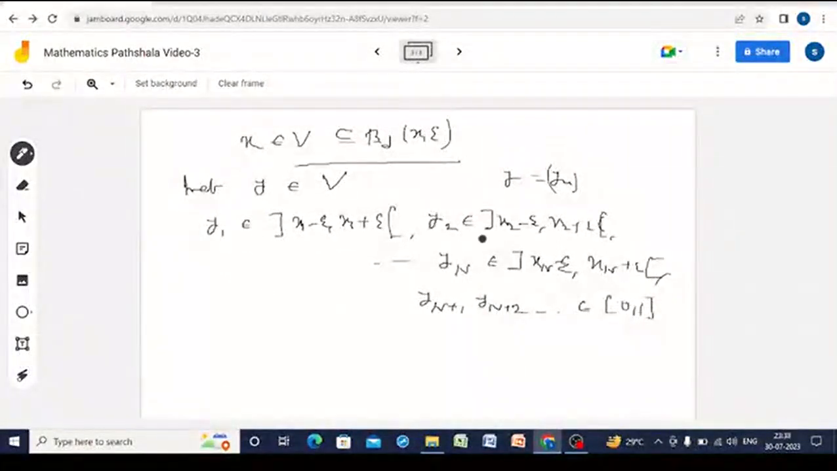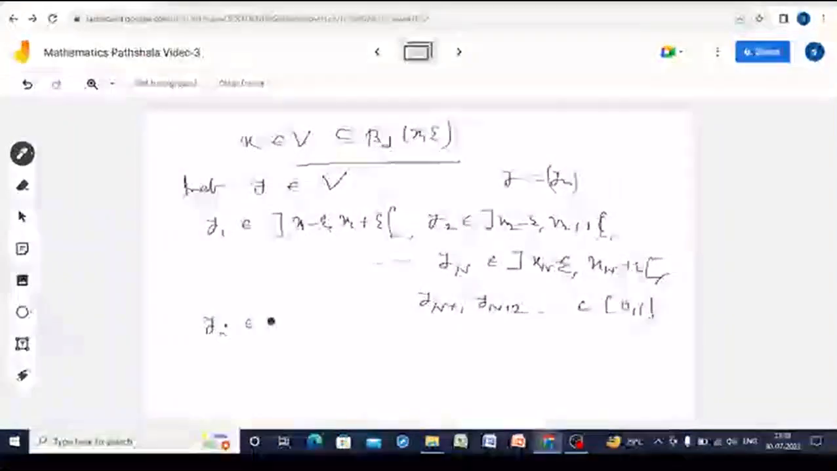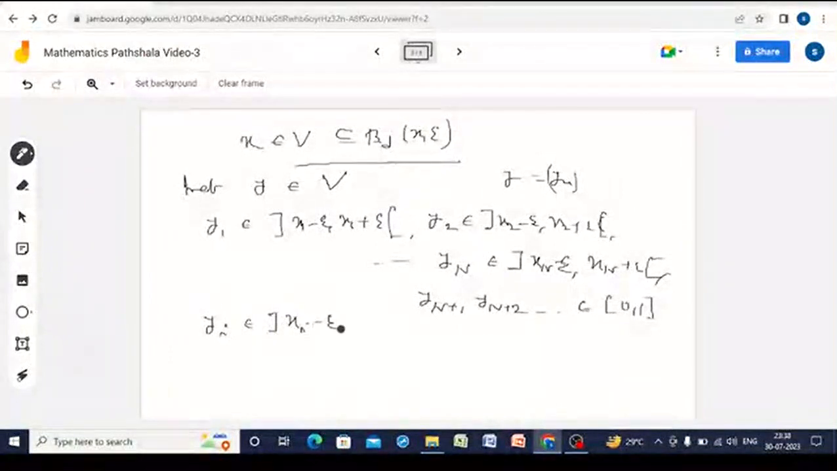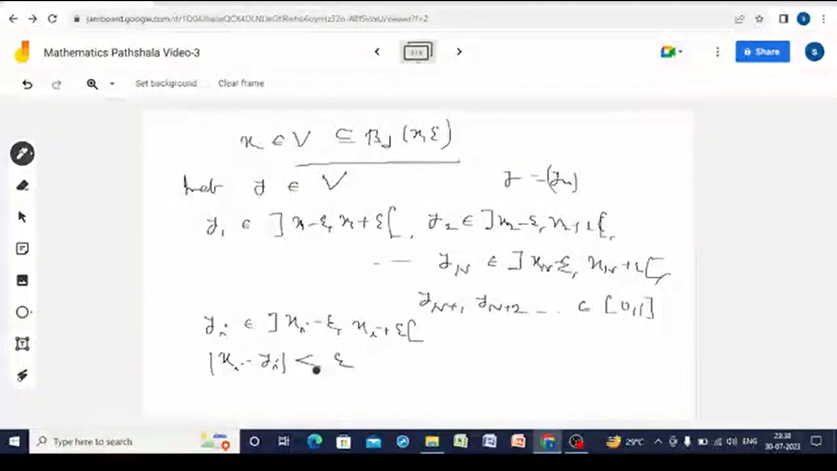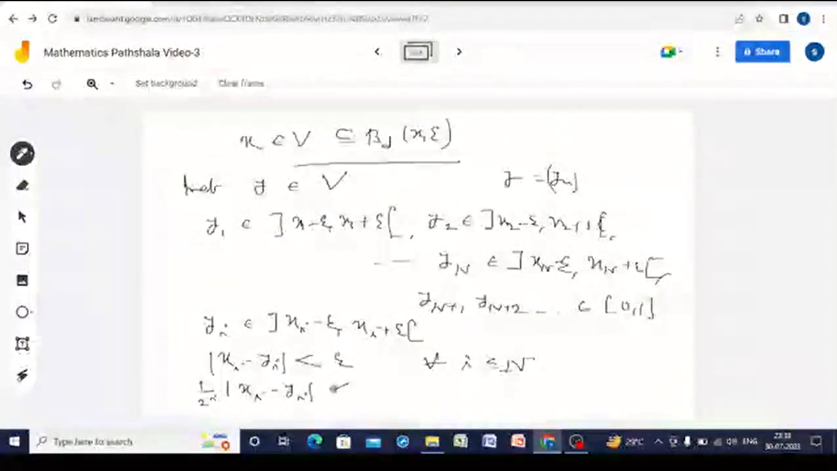Now see, for the first capital N coordinates, yi belongs to clearly xi minus epsilon comma xi plus epsilon. That means our mod xi minus yi less than epsilon for all i less than or equal to n, and also 1 by 2 to the power i mod xi minus yi less than epsilon by 2 to the power i less than epsilon for all i less than or equal to n.